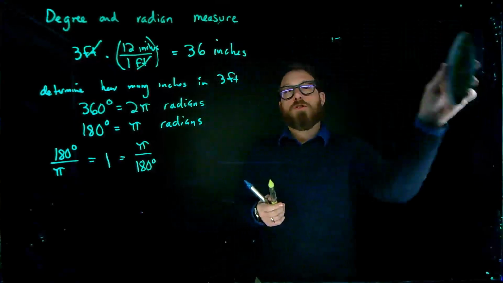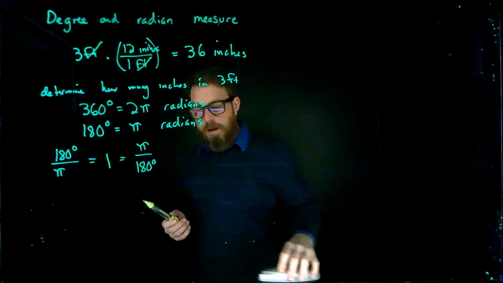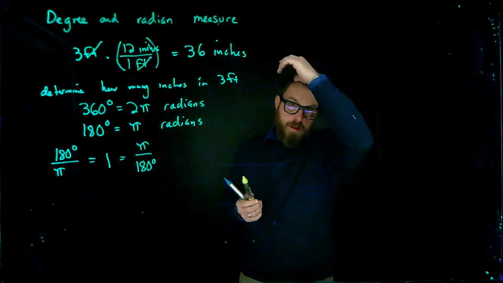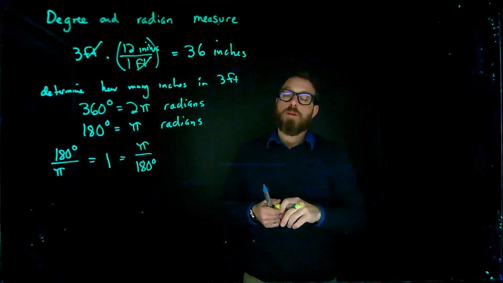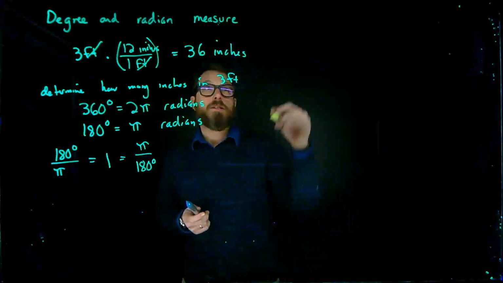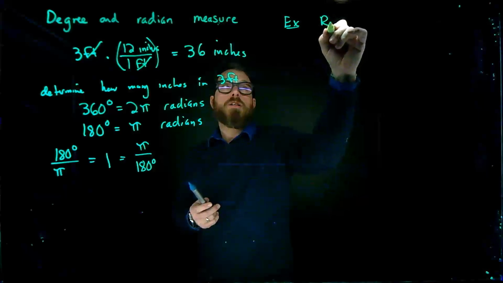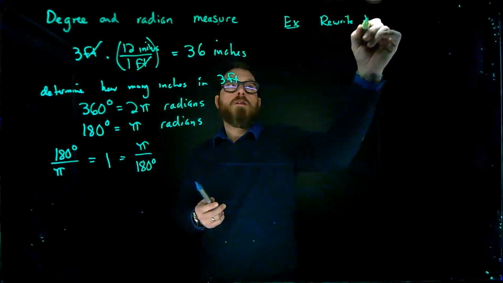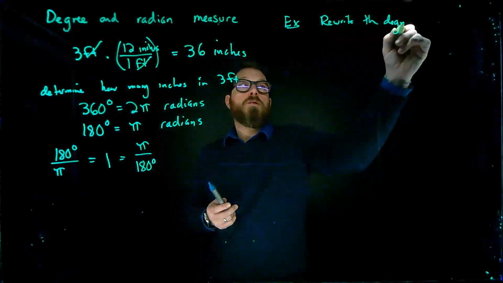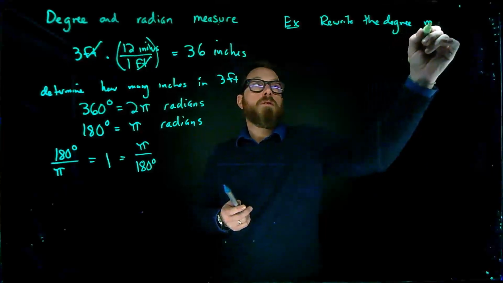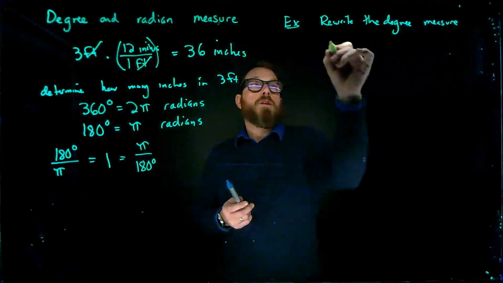So this allows me to transfer from one measure to another, depending on if I'm giving you degrees and I want radians, or if I'm giving you radians and I want degrees. So an example would be: rewrite the degree measure in radians.